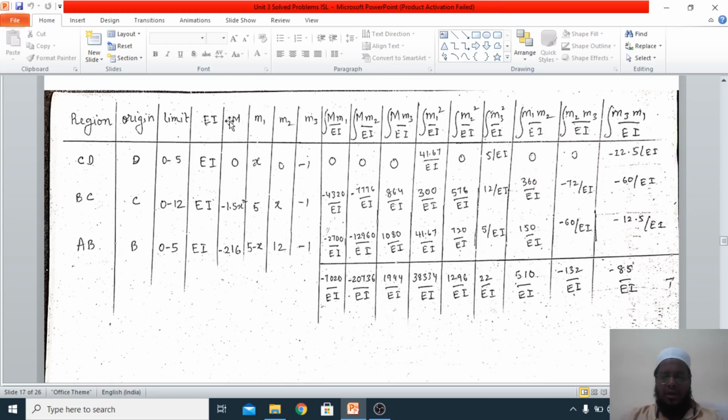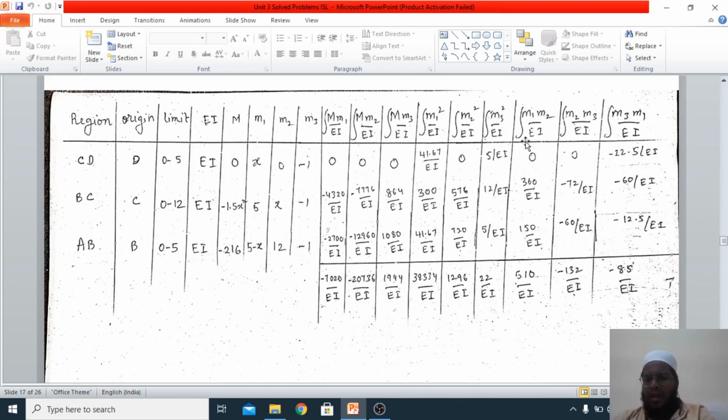See here, since the static indeterminacy of the structure is 3, that is why we have M1, M2 and M3. Similarly, we'll be having capital M1, M2 and M3. Next is M1 square by EI, M2 square by EI, M3 square by EI. In the previous problem, we were having only M1 square by EI and M2 square by EI. Here, one more addition is M3 and M3 square.